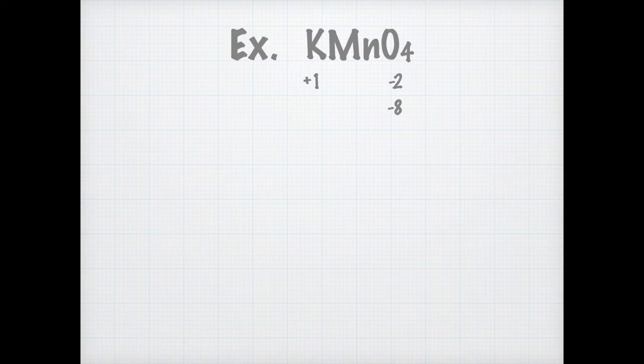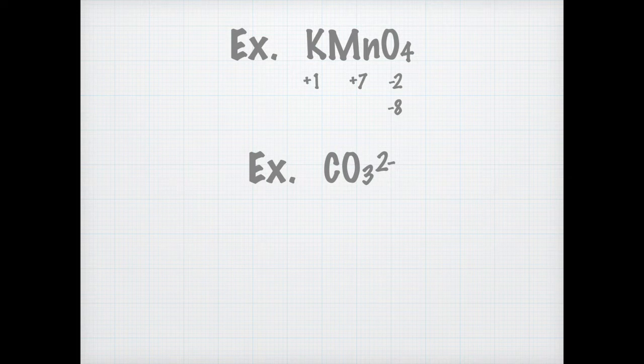And so what I've got to figure out now is manganese's oxidation number. Well, potassium contributes +1, oxygen contributes -8. Remember, that entire compound is not going to have an overall oxidation number. So manganese must have an oxidation number of +7. So if I were asked, potassium has a +1 oxidation number, manganese +7, oxygen -2.